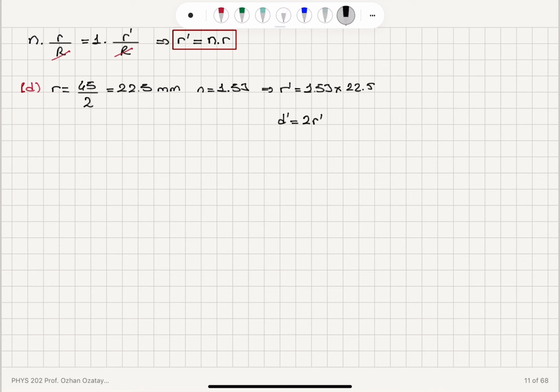So it will appear to have this diameter that will be equal to 45 times 1.53, and we will find the diameter 68.8 millimeters when viewed from outside the resin.